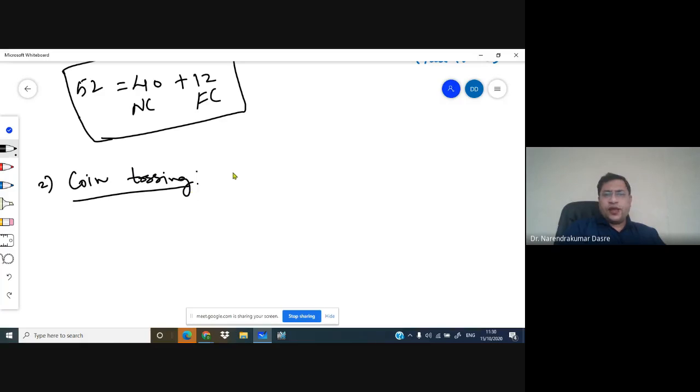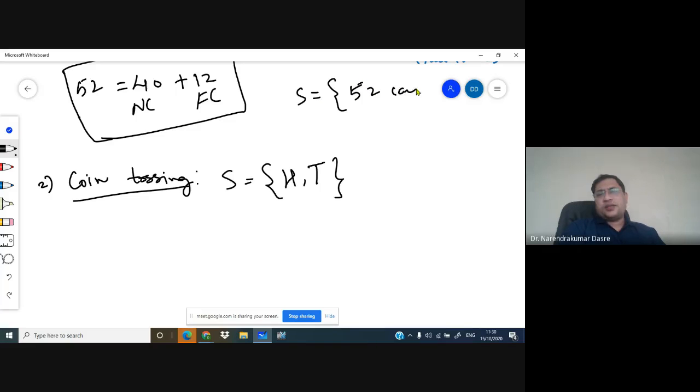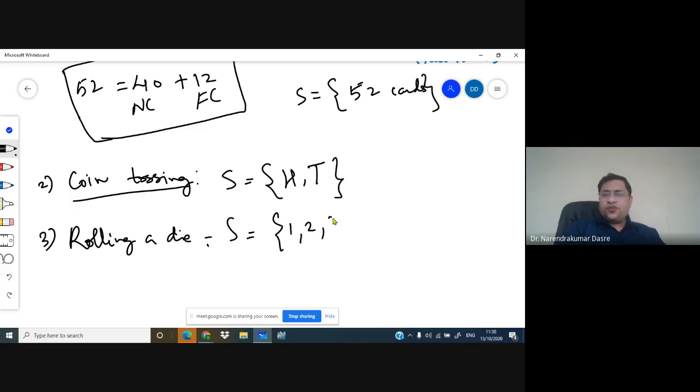So with any coin, if I toss, I will have head and tail, so only two outcomes. The sample space for this experiment is the 52 cards. The sample space for coin tossing is head and tail. And if I consider rolling a die, then what is the sample space we have? 1, 2, 3, 4, 5, and 6.